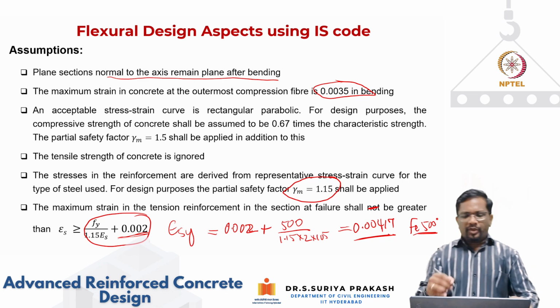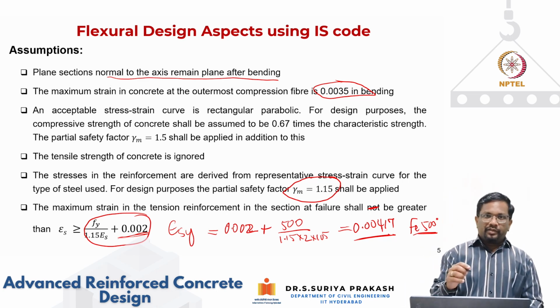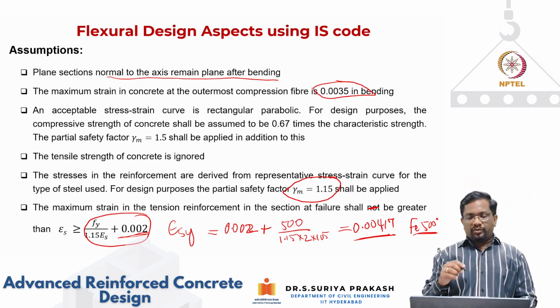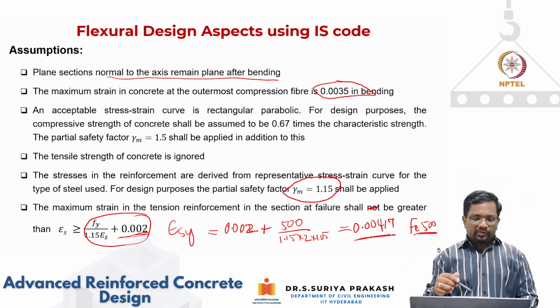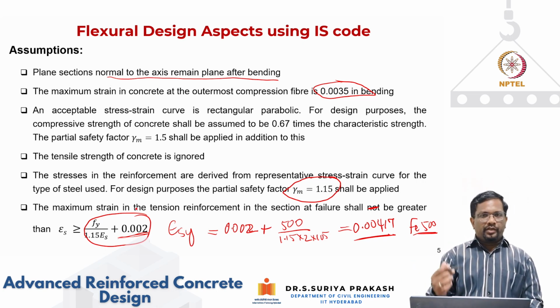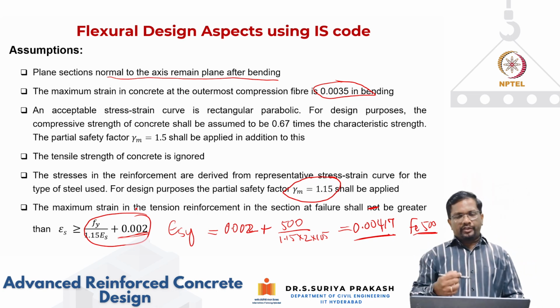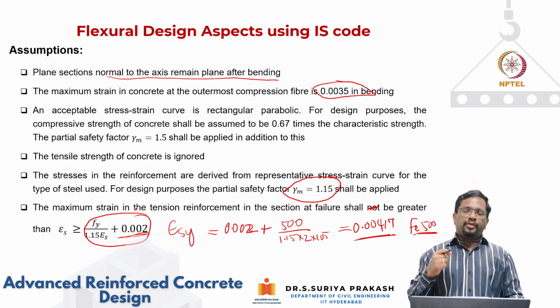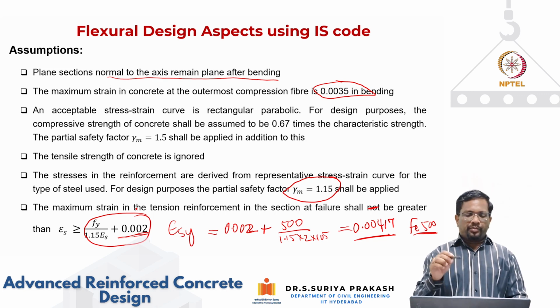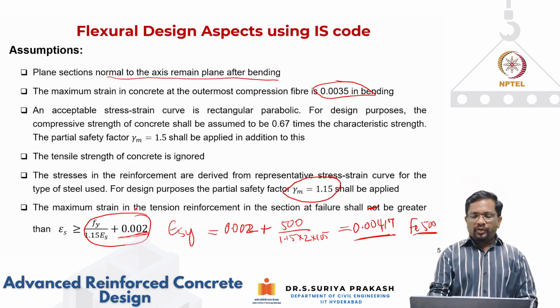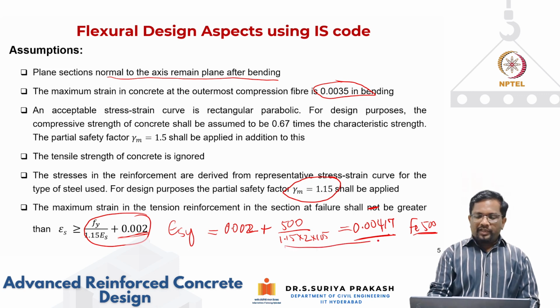Similarly, you can calculate the yield strain as per the IS code for different grades of steel. Higher the grade of steel, higher will be the yield strain. So this is the minimum strain that the rebar should reach before the concrete at top reaches a compressive strain of 0.0035. The code is going to make sure that the designers reach at least this value.